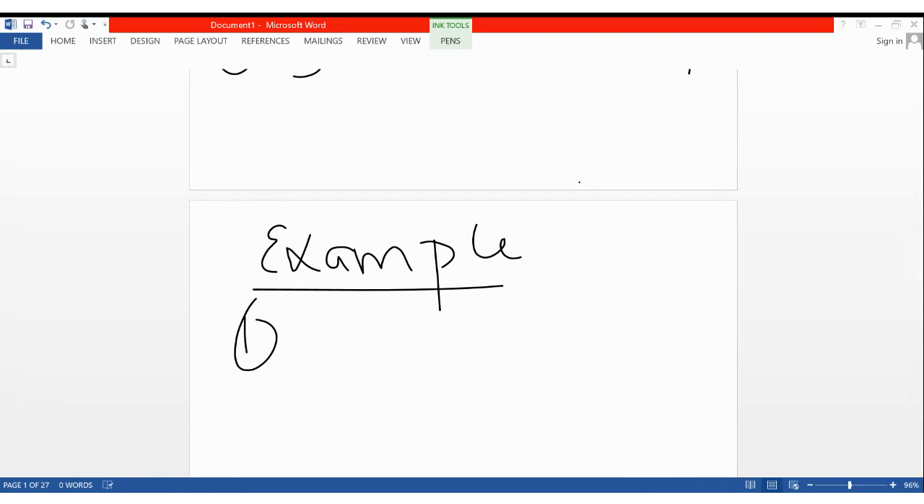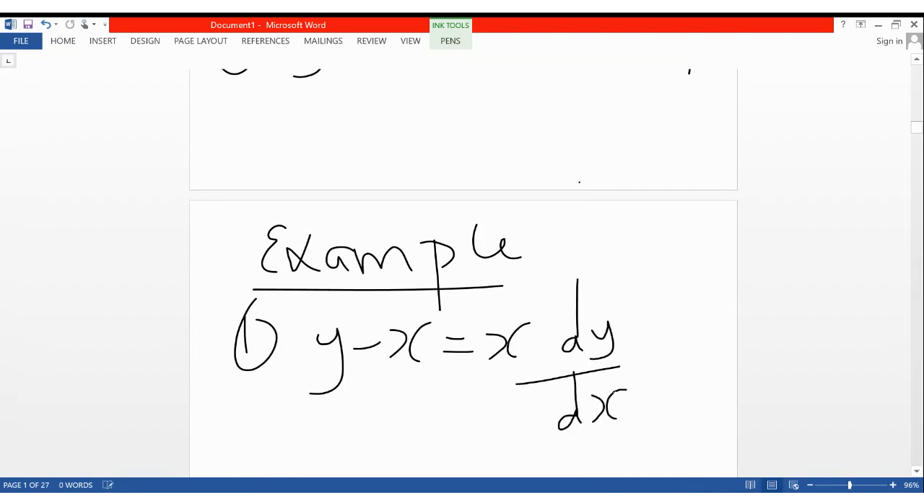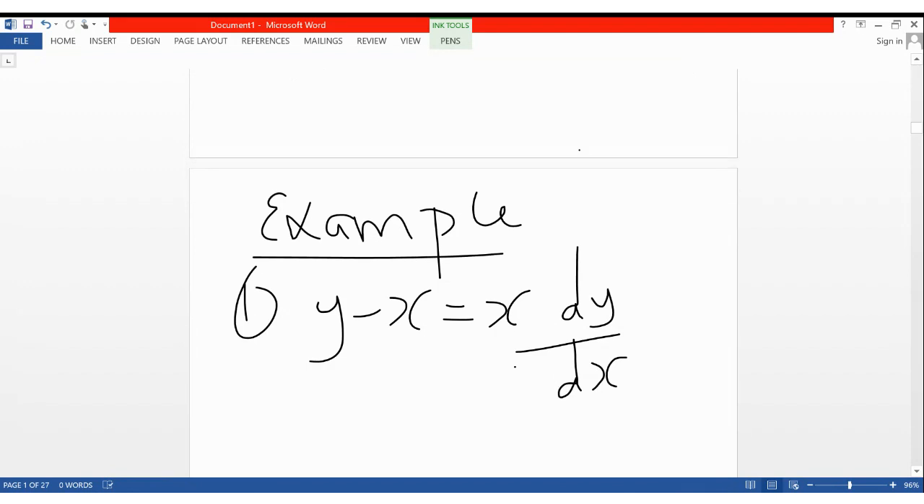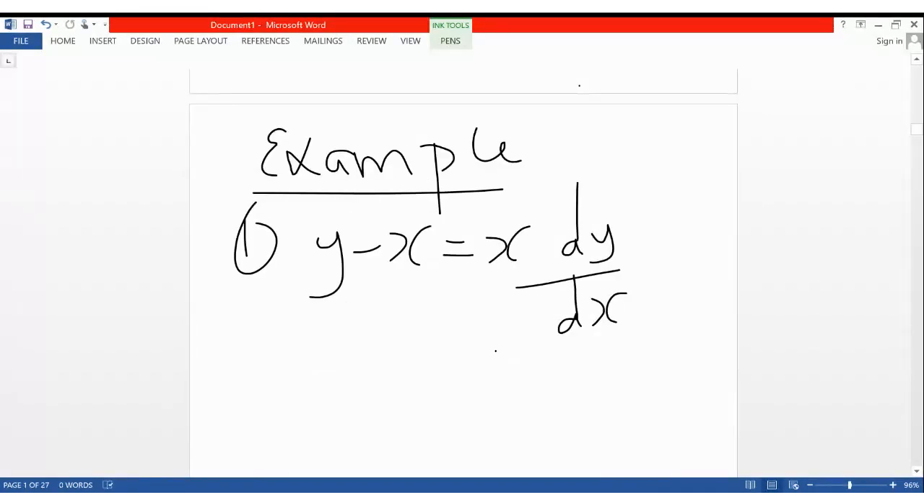y minus x is equal to x dy over dx. That is what we are supposed to solve.